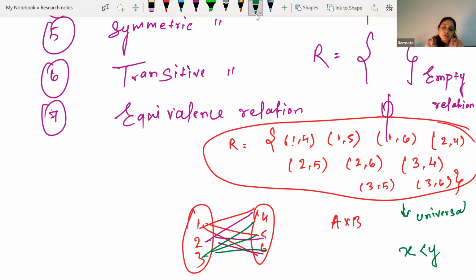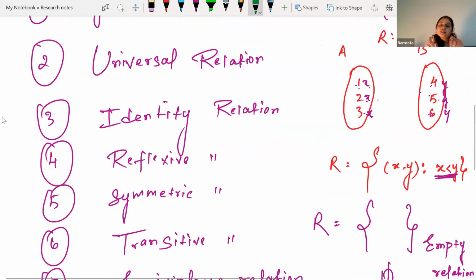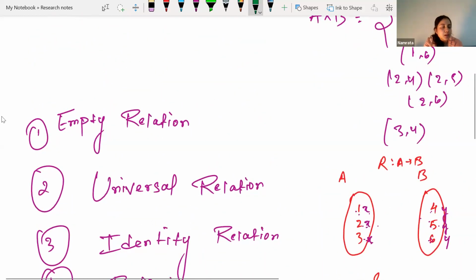So this one is an example of a universal relation. Universal relation means that whenever we write the set according to the defined relation, it will be a subset of the Cartesian product. Here, since we ended up getting the whole Cartesian product, we say it's the universal relation. So the first one, the empty relation, I have given an example, and what exactly a universal relation is, I have given an example. I believe these two are clear to you. If not, please let me know.